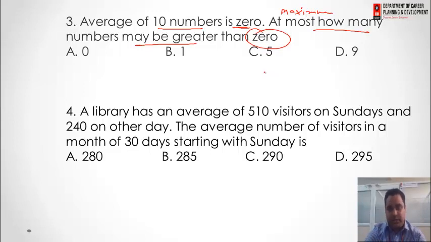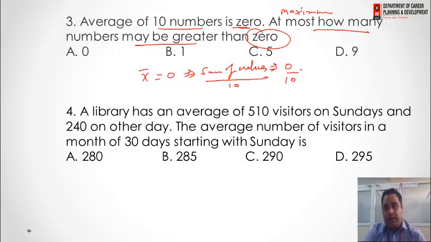Now we just need to understand one thing. As the average is 0, it means the sum of the values should be 0, because if we divide it by 10, the answer also becomes 0. So how many numbers can we have as positive values, given that the sum of all 10 numbers is 0? Now we can say there can be at most 9 positive numbers. Like suppose all numbers are 1.